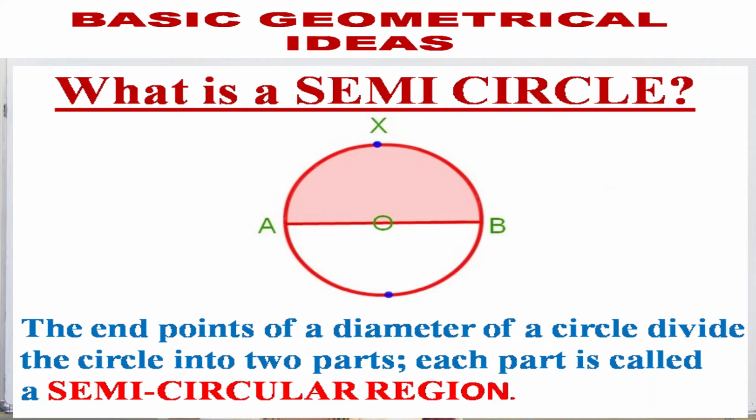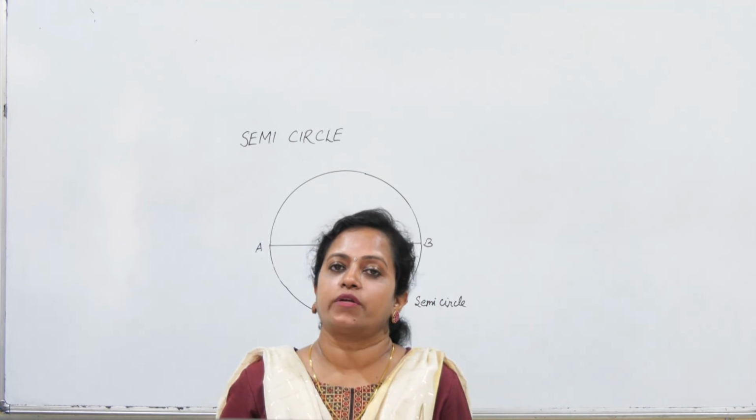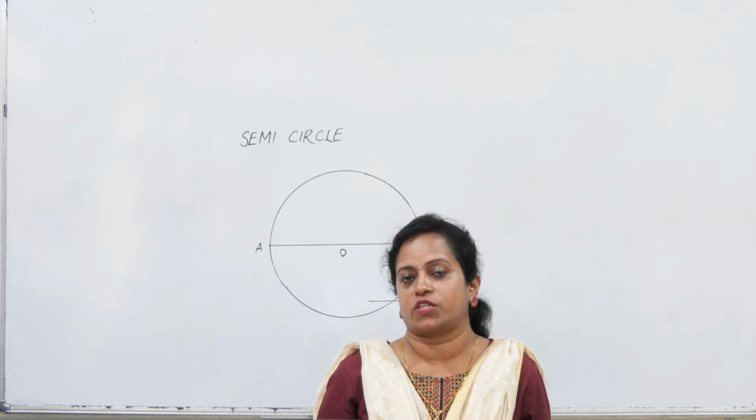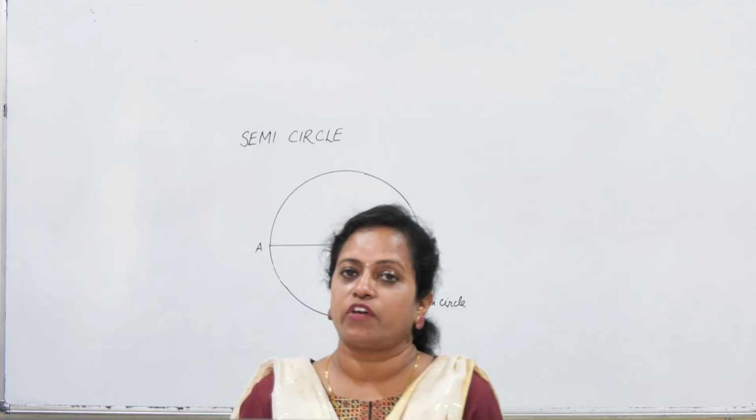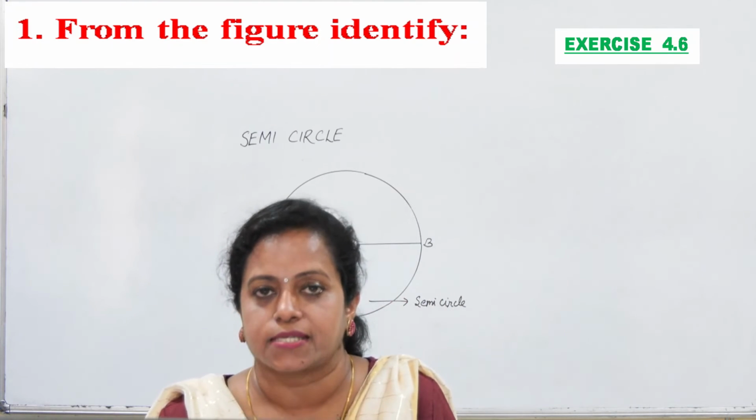So what is a semicircle? The endpoints of a diameter of a circle divide the circle into two parts. Each part is called the semicircular region. Children, now you have understood about the different terms related with the circle. We can start solving with exercise 4.6.